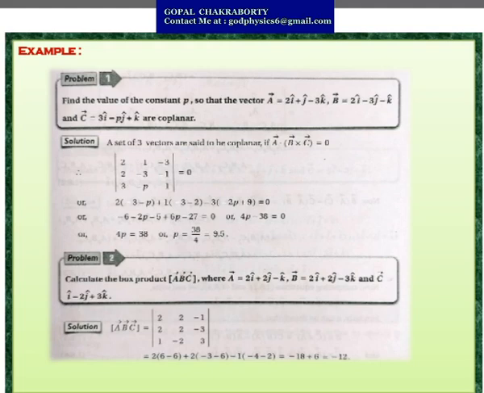Next one, calculate the cross product A B C, where A value is given, B value is given and C value is given. So this is a very simple problem. You can take only the determinant of this three, that will give you the result. Here I have calculated the determinant. So the determinant will give you the result, that is equal to minus 12.